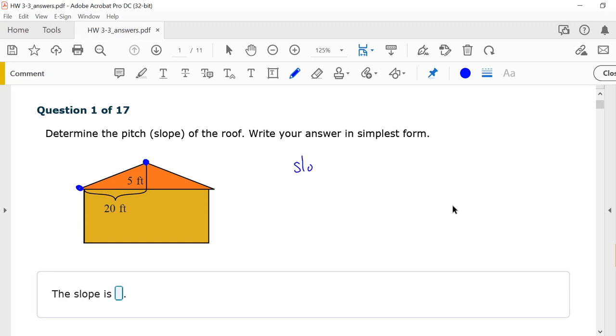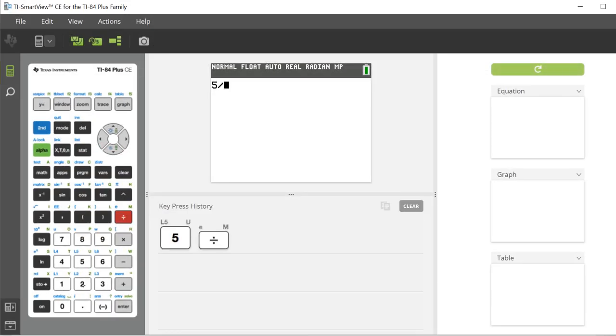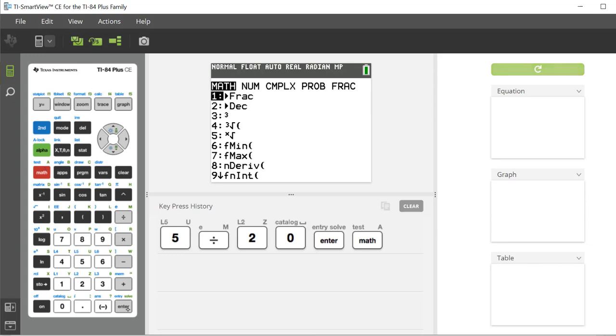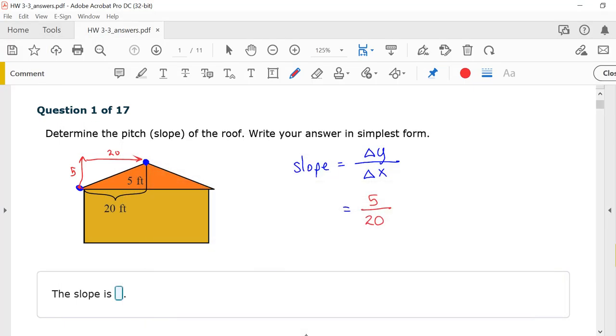So the slope is the change in the y over the change in the x. If we start at this point, we're going to go up and then we're going to go right. So we're going to go up 5 and right 20. So the slope in simplest form, 5 divided by 20 as a fraction, is 1/4. The slope of the roof is 1/4.